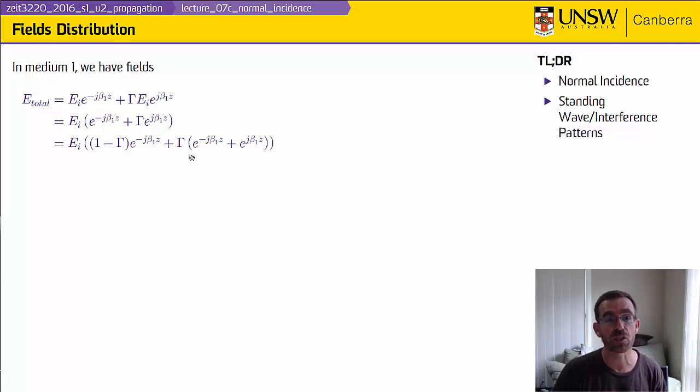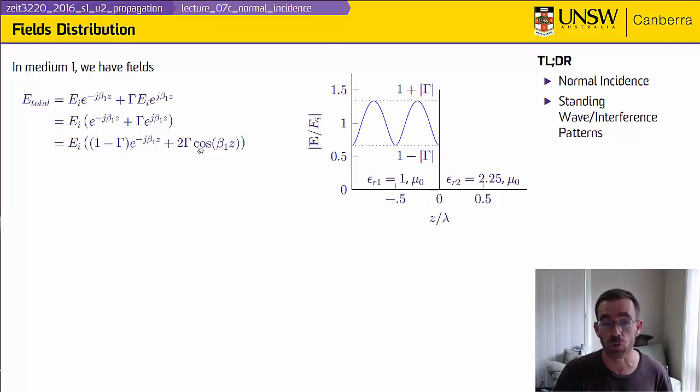But this allows me to group my two terms in this particular way, so that I've got this superposition here. The incident field times 1 minus gamma, which is propagating to the right, plus a standing wave of amplitude 2 gamma. And let's look at a very specific example.